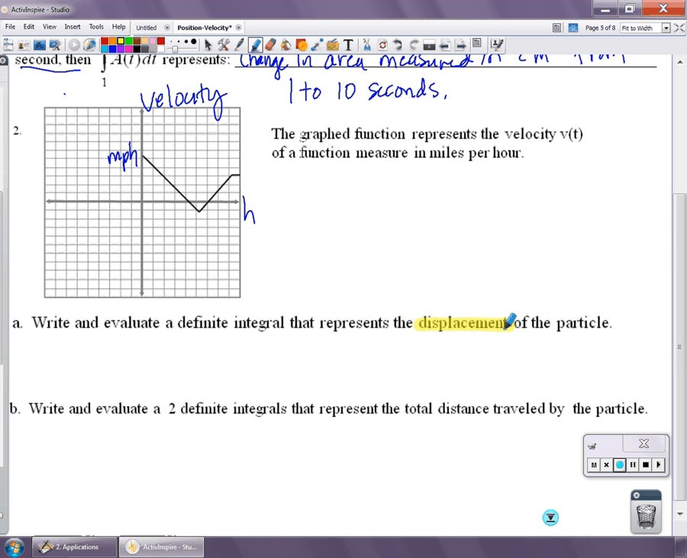And I would assume that that means from beginning to end. So that's going to be 1, 2, 3, 4, 5, 6, 7, 8, 9. Let me count that again. 1, 2, 3, 4, 5, 6, 7, 8, 9. So I assume it means over the whole period of time. So we want to write a definite integral for the displacement. That's very easy. We're going to go straight across net area displacement, 0 to 9 of v of t dt.